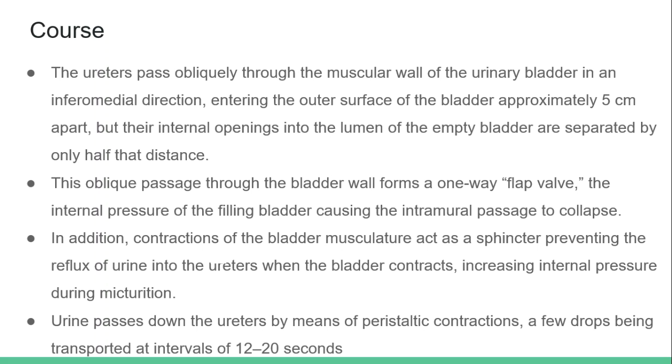Urine passes down the ureters by means of peristaltic contractions, a few drops being transported at intervals of 12 to 20 seconds.